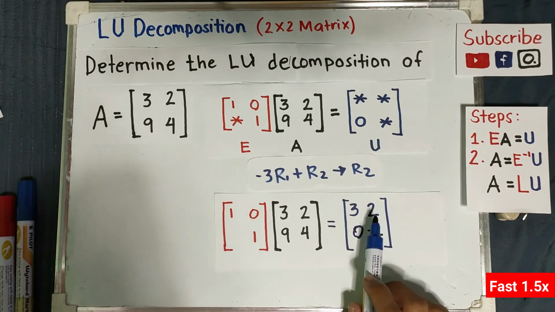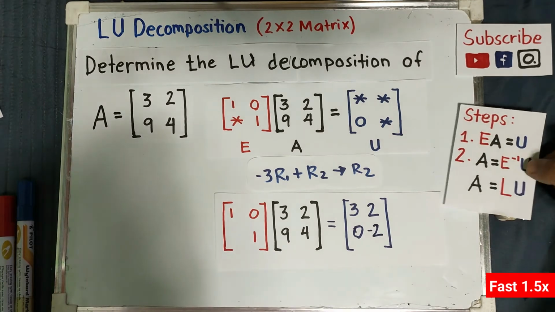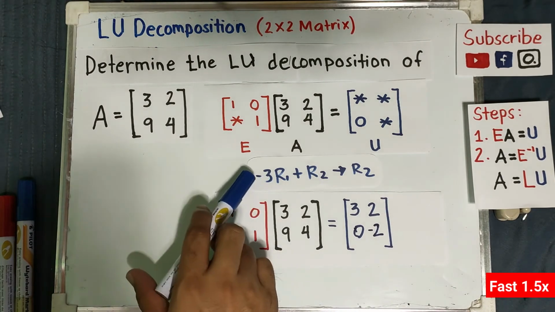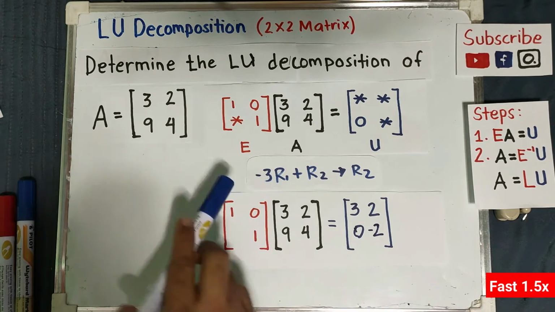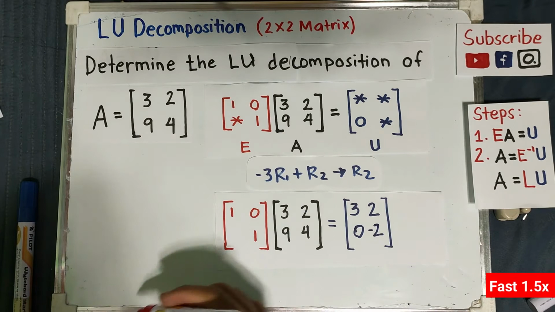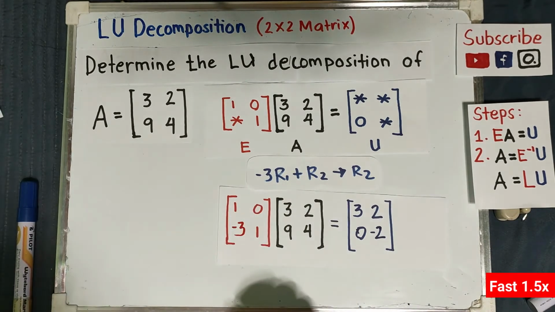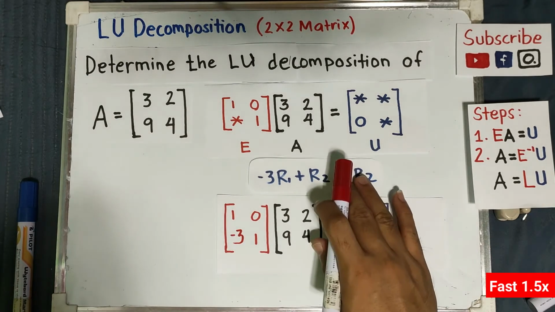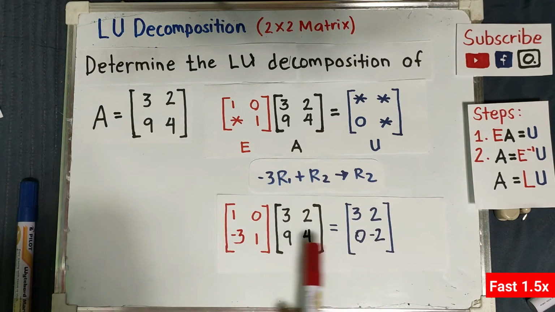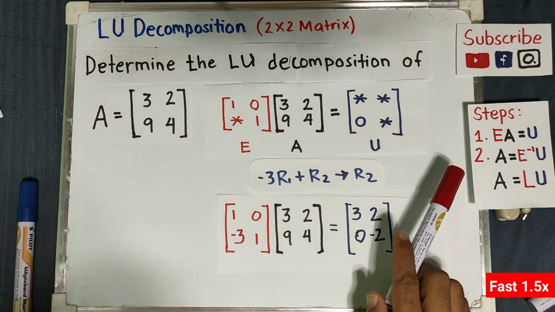So we have here now our upper triangular matrix. It is complete. Now, our problem is to get the value here. What value do we put here? The value we put here is our multiplier above. What is our multiplier? Our multiplier is -3. So that is the value we put in our elementary matrix. So -3. That is our solution in step number 1, right? We have our E, A, and our U. So let's proceed to step number 2.